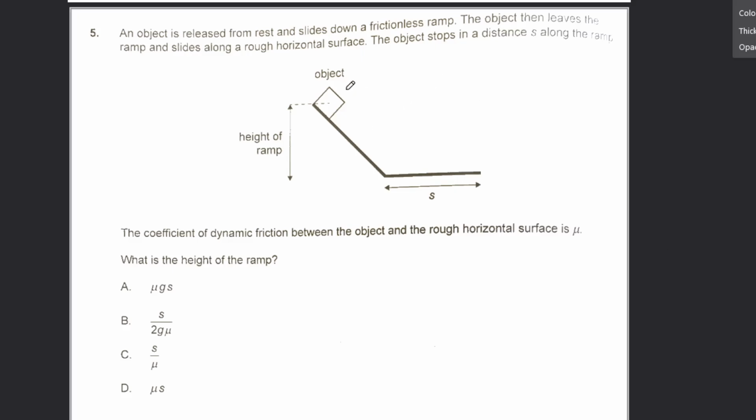All right, so initially the object has a potential energy of mgh. And since this is a frictionless ramp, we can assume that all of that potential energy is converted into kinetic energy. So by conservation, the kinetic energy at the bottom of the ramp is going to equal mgh. Work is equal to the change in kinetic energy. So in order to get to a speed of 0 for the block, we're going to be losing all this kinetic energy.